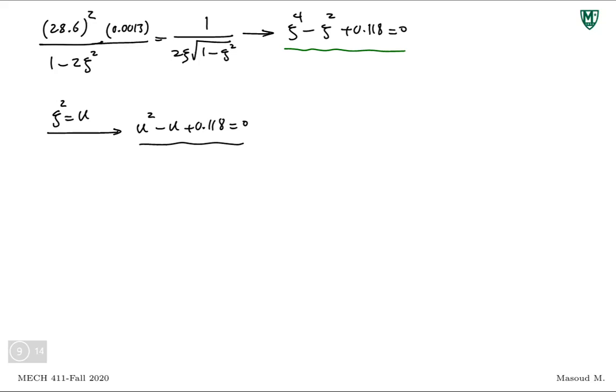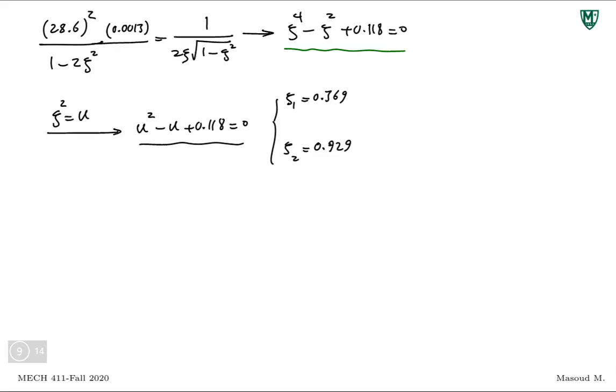If you find the roots, you'll get two u values, and then for each u value, you can find the square root of that value to get a zeta. If you do that, I'll give you the final result. You'll get two zeta. Zeta 1 would be 0.369, and zeta 2 would be 0.929.